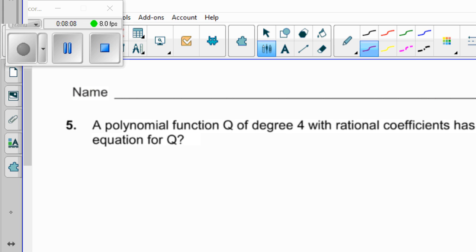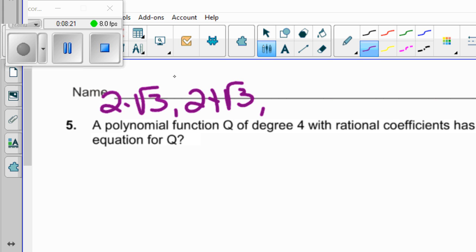Polynomial function q of degree 4 with rational coefficients has zeros 2 minus the square root of 3 and 6i. What's an equation for q? Well, if I have 2 minus the square root of 3, I also have 2 plus the square root of 3 by the conjugate rule. If I have 6i, I also have negative 6i. So remember, I write this out.